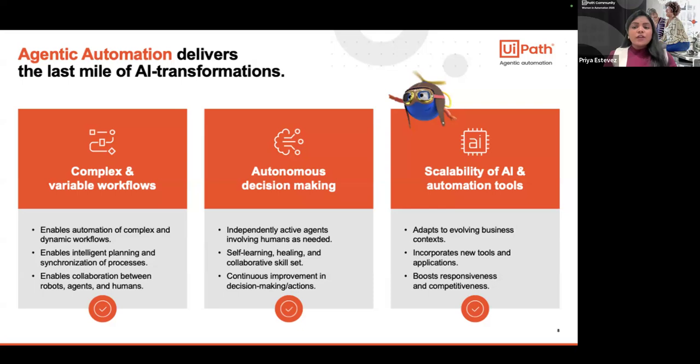And scalability of AI: an agent not only uses its own tools, it can expand, and any other AI tools that are available can also be incorporated. That way you can increase the responsiveness and the timing and make it more competitive for your specific business process.